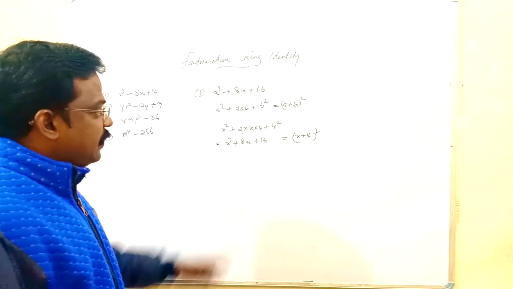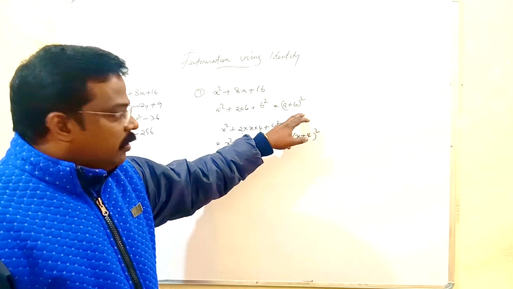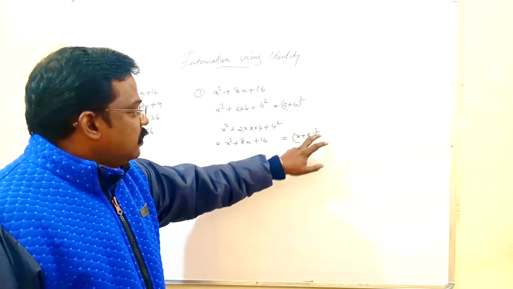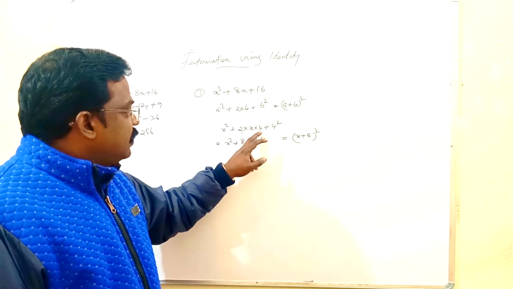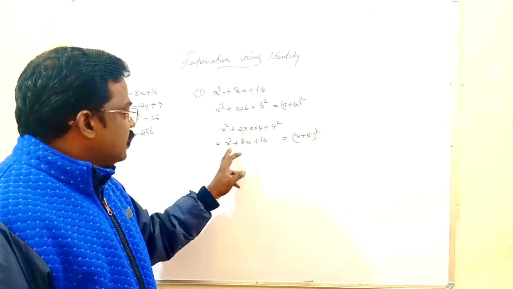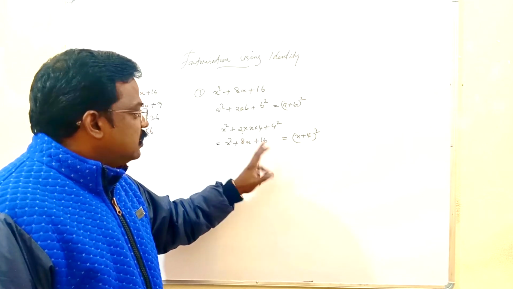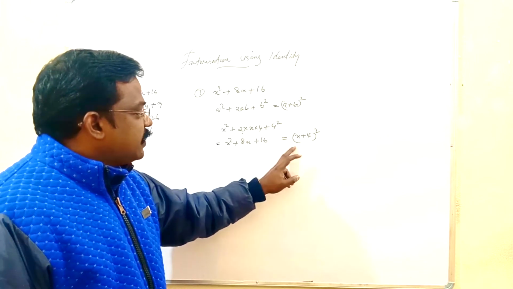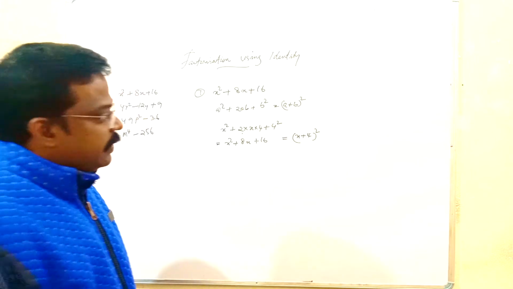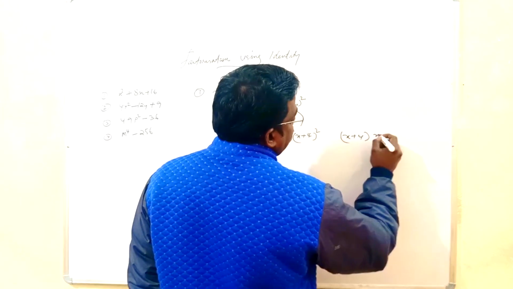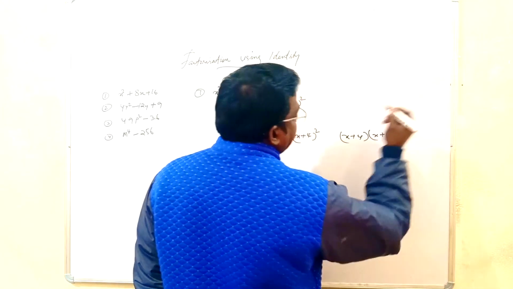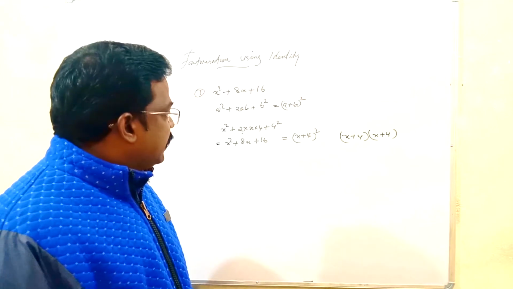It is in the form of (a plus b) whole square. Okay, so (x plus 4) whole square equals x square plus 2 into x into 4 plus 4 square, that is x square plus 8x plus 16. So its factor is (x plus 4) whole square, that means (x plus 4) into (x plus 4). Okay, these are the factors.